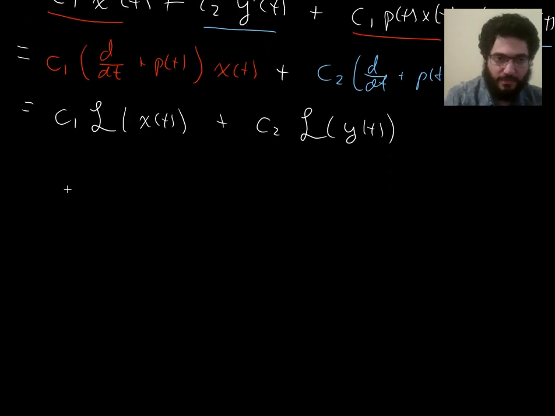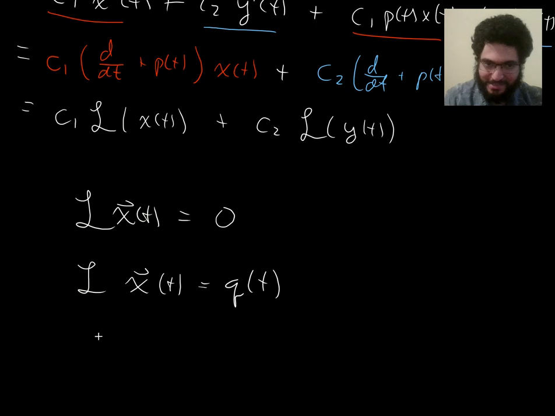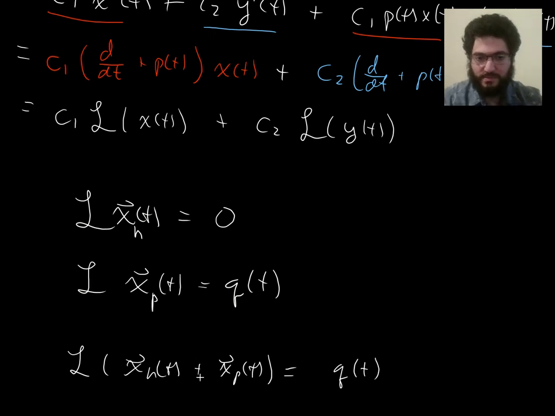For example, if you have a solution to L x of t equals the 0 vector, which is the 0 function, and a solution to this non-homogeneous linear system, so say this one x sub h and this one x sub p, then when you apply L to the sum, you should find that the sum is a solution to the non-homogeneous linear system.